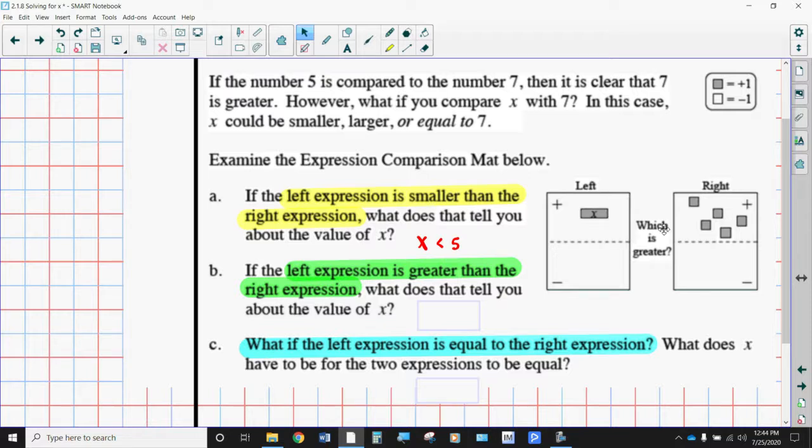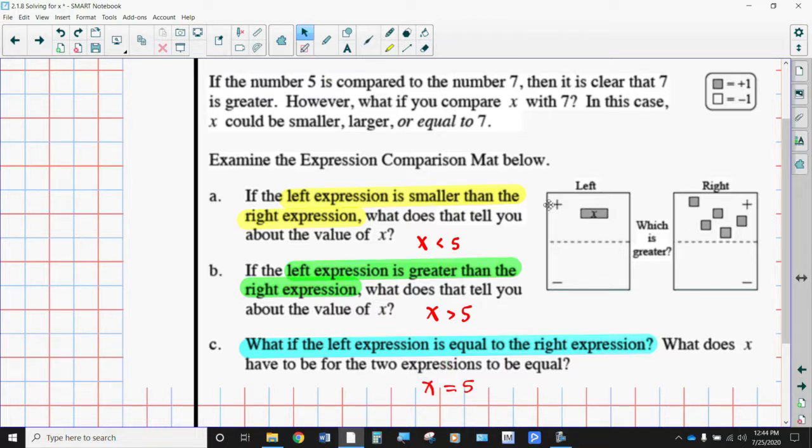And if you go in the other direction, if this side is greater than this side, then x would have to be a number that's greater than 5, right? So it could be 6, 7, 8, any number all the way up to positive infinity. Now, if we know that these two sides are equal, then what does x have to be equal to? X would have to be equal to 5.